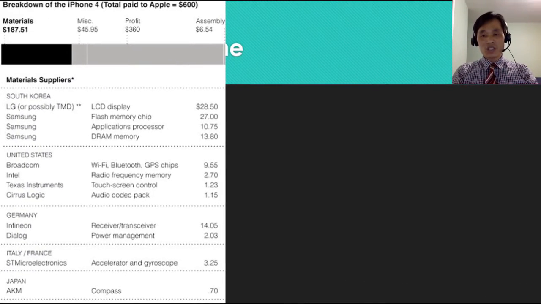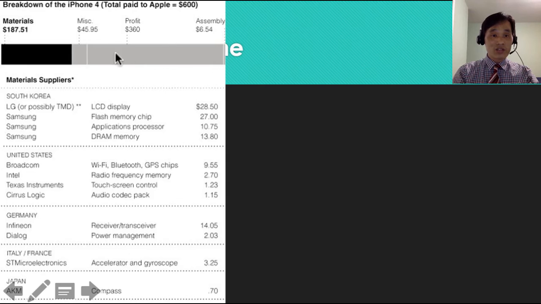Here's another breakdown of the iPhone 4 from the New York Times. It shows how much a component is worth and where those parts are sourced from. The material cost is $187 and miscellaneous cost is $45. And for assembly, Apple spends only $6.5. Amazing. And their profit margin is a shocking $360, which is more than 50% profit margin.